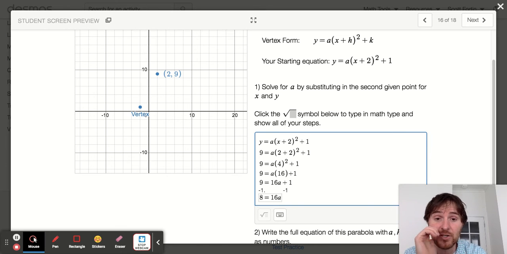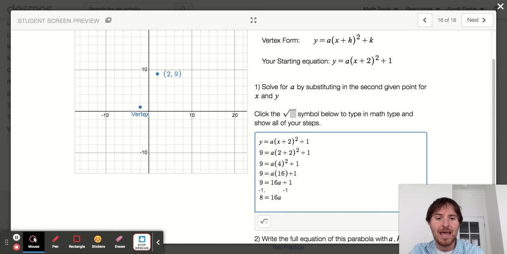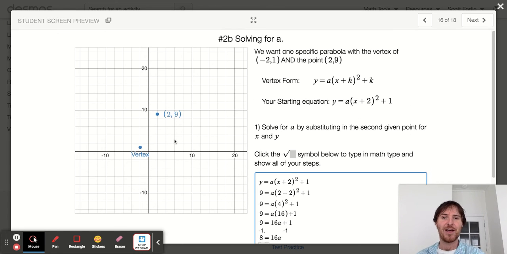And now I need to isolate a. I've got to figure out what my stretch factor is. What am I going to do to both sides? I'm going to divide both sides by 16. And so 8 divided by 16, well, 8 times 2 is 16, right? So 8 divided by 16, we're dividing by a number that's twice as large as our numerator, so we get 1/2, right? We get 0.5 here, okay? So my answer for a is going to be 0.5.